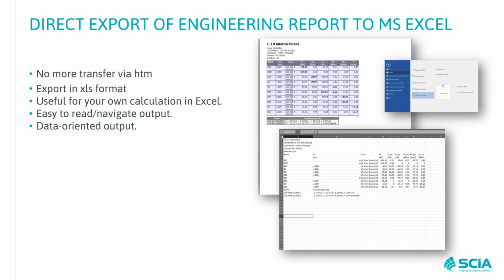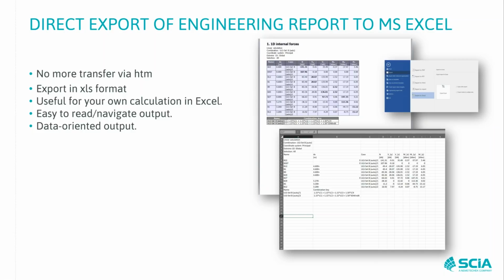That was also related to the engineering report, and that's the next topic: the possibility of direct export of the engineering report to Microsoft Excel. In the past, you were used to exporting to MS Excel via an HTML file. We improved it, and we are now natively exporting the XLS format. So here you can see the definition in the engineering report. Here is the result. It's easy to read and navigate in the output.